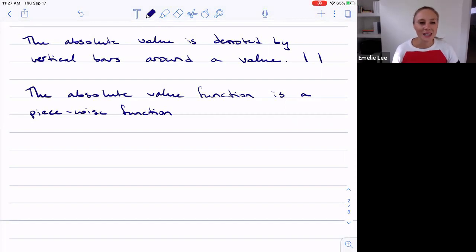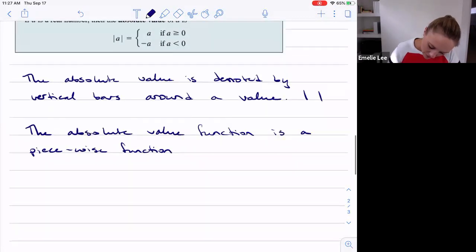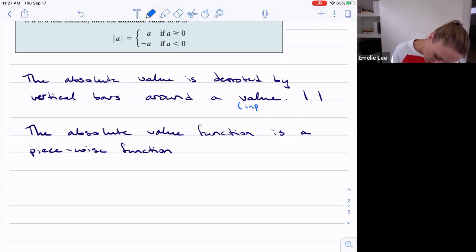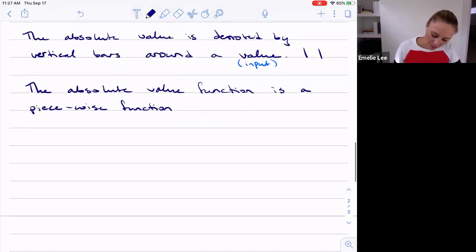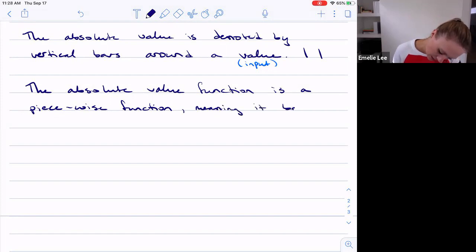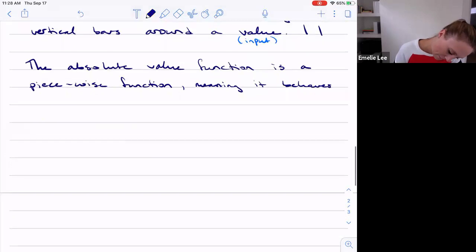Meaning it behaves differently depending on what the input is. And you know what I'm going to say here? The absolute value is denoted by vertical bars around a value. I'm going to call it the input, just to get in the groove of functions later. So the absolute value function is a piecewise function, meaning it behaves differently depending on the input.